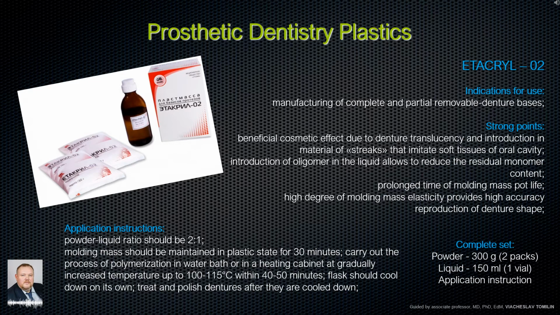Application instructions. Powder-liquid ratio should be 2:1. Molding mass should be maintained in plastic state for 30 minutes. Carry out the process of polymerization in a water bath or in a heating cabinet at gradually increased temperature up to 100 to 115 degrees Celsius within 40 to 50 minutes. The flask should cool down on its own. Treat and polish dentures after they are cooled down.